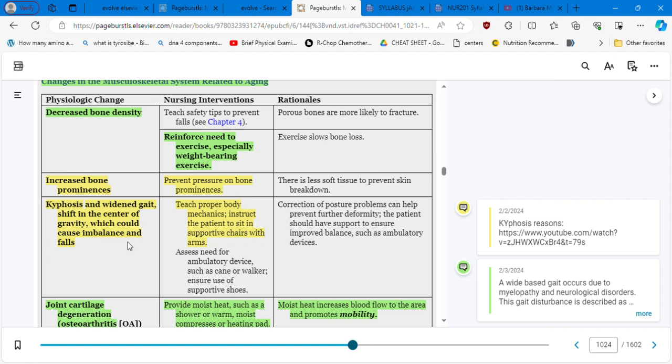Kyphosis and a wide-based gait shift the center of gravity, which could cause imbalance and falls. We need to teach proper body mechanics and instruct the patient to sit in a supporting chair with arms. There are different devices that can help you keep your spine straight, right?